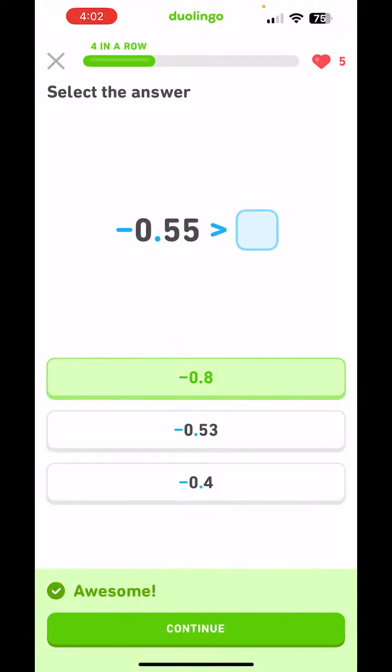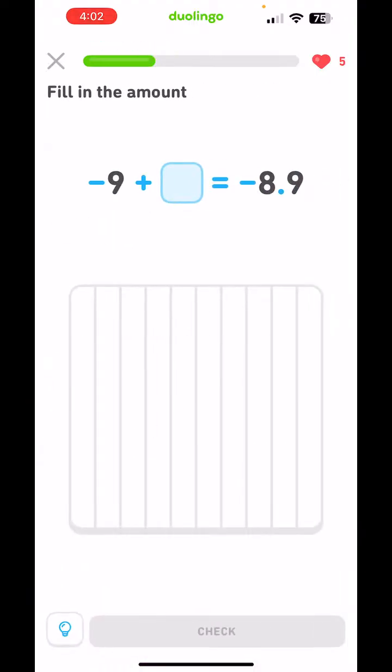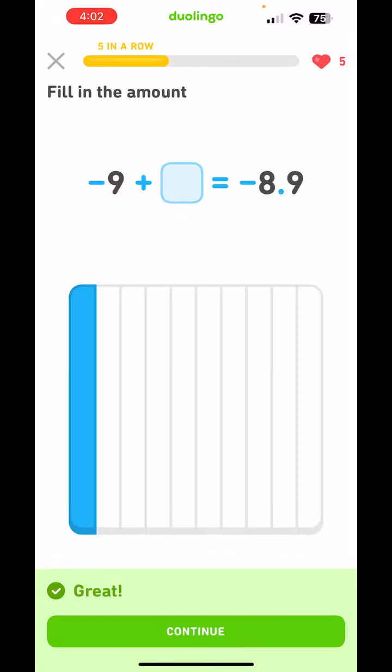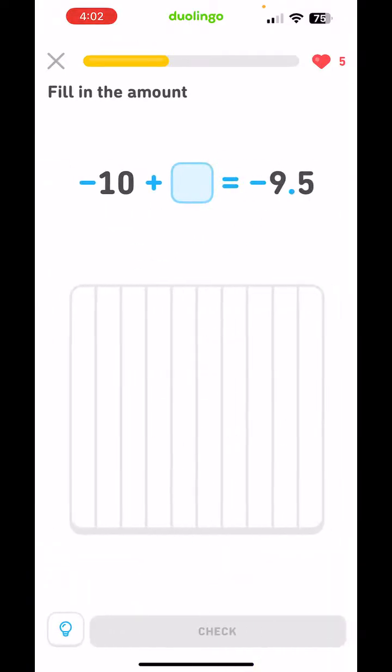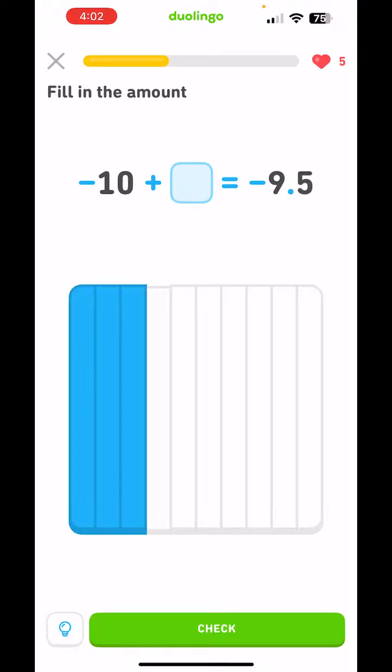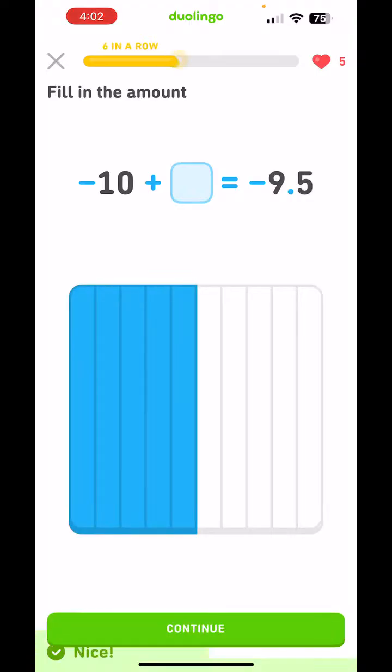All right. Now we have, okay, this is where I struggle. Negative 9 plus x equals negative 8.9. So that would be 0.1. Thanks, Ethan. I wasn't sure. Okay. Oh, we got 5 in a row. That's good. All right, so now for this one, we have negative 10 plus x equals negative 9.5. So I think the answer here is 0.5. 1, 2, 3, 4, 5. Oops, 5. All right.